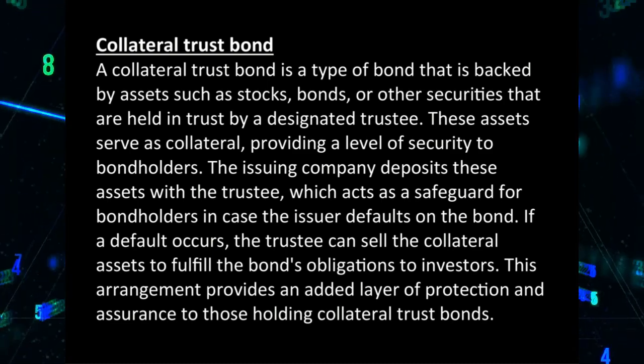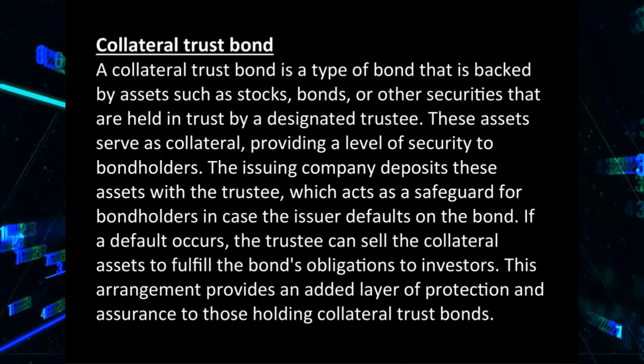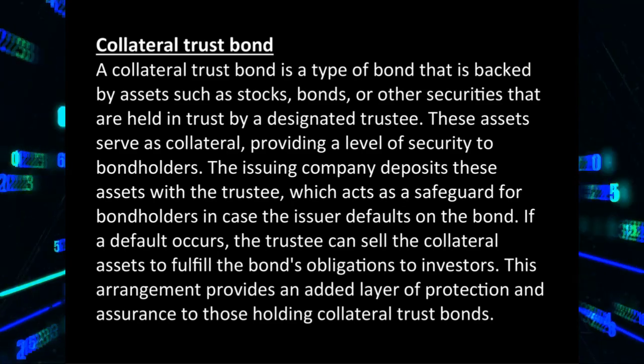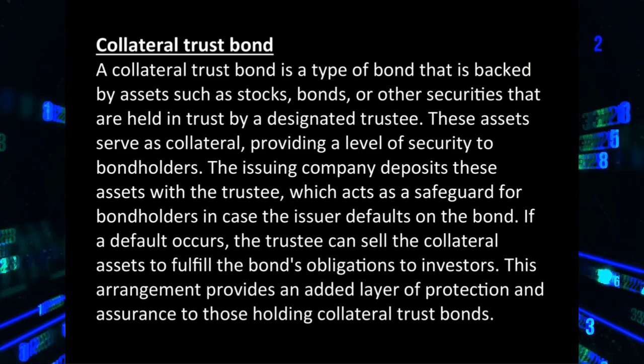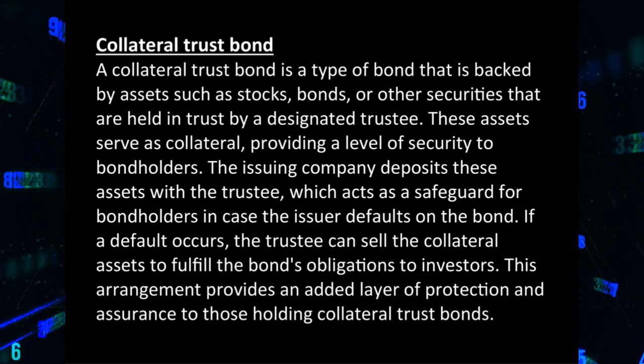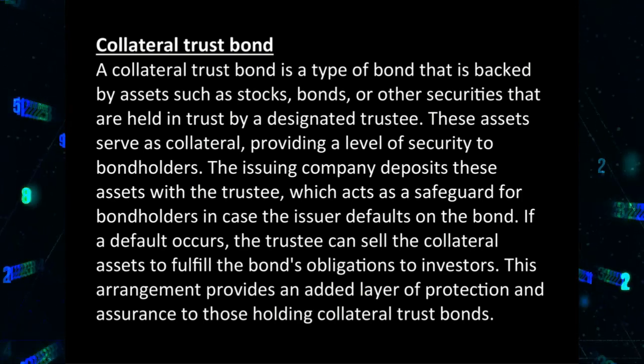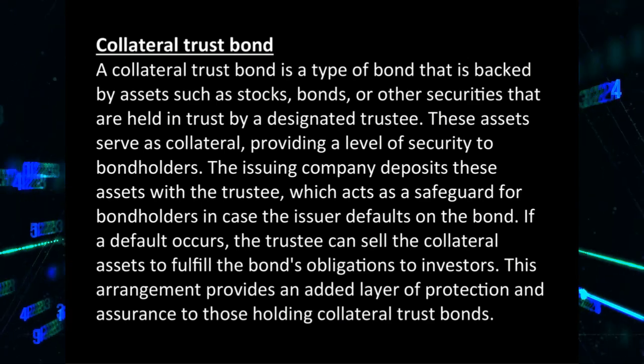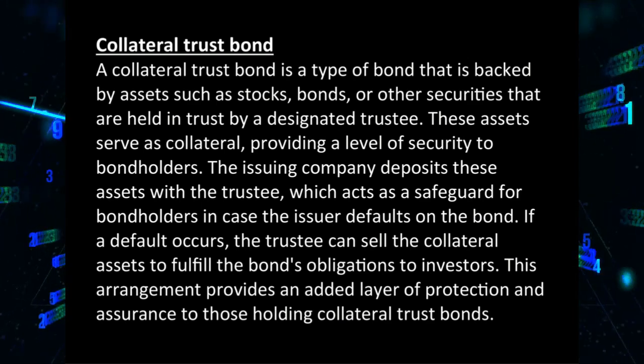The issuing company deposits these assets with the trustee, which acts as a safeguard for bondholders in case the issuer defaults on the bond. If a default occurs, the trustee can sell the collateral assets to fulfill the bond's obligations to investors. This arrangement provides an added layer of protection and assurance to those holding collateral trust bonds.